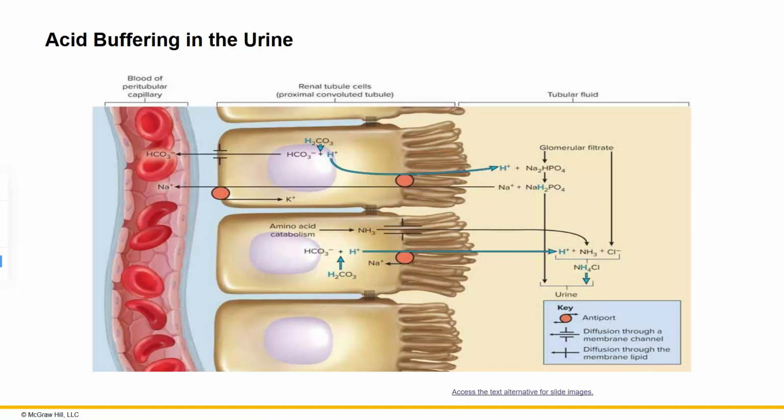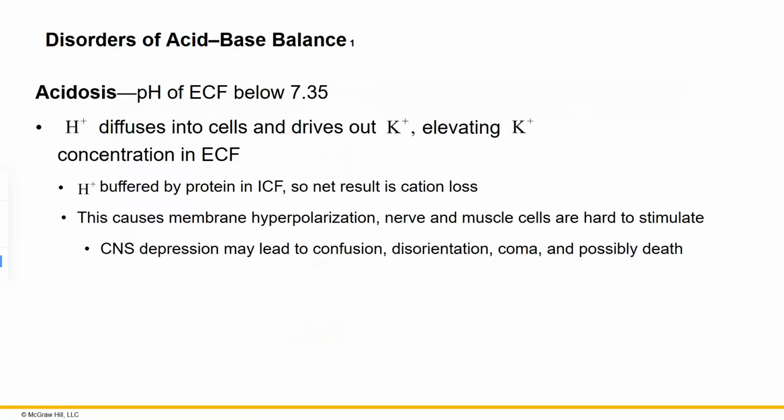Here's another diagram, acid buffering in the urine. Disorders of the acid-base balance. Acidosis is a pH of the extracellular fluid below 7.35. Hydrogen diffuses into the cells and drives out potassium, elevating potassium concentration in extracellular fluid.